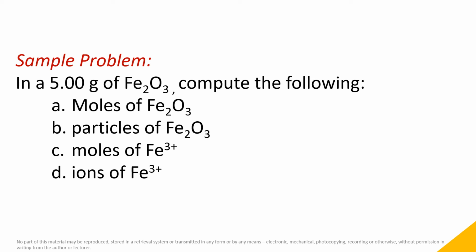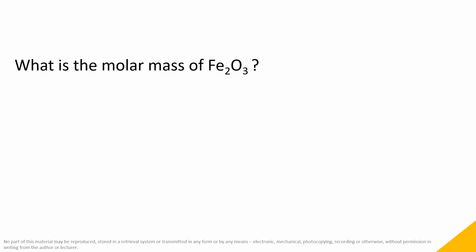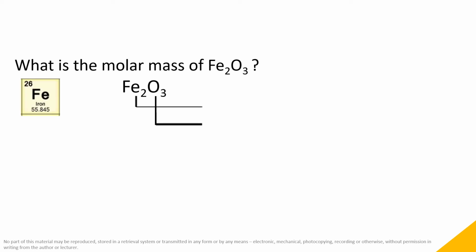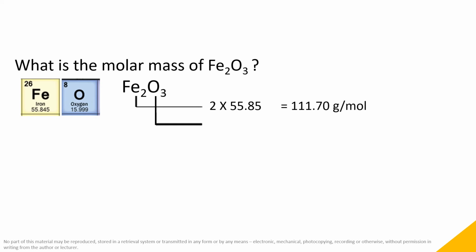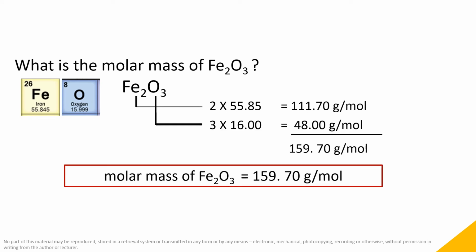We're going to calculate the number of moles of ferric oxide. In order for us to do that, again, we're going to get the molar mass first. So earlier, we've already computed the molar mass for ferric oxide, which is 159.70 grams per mole.